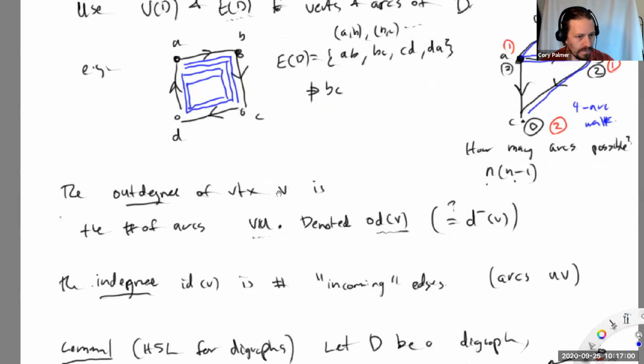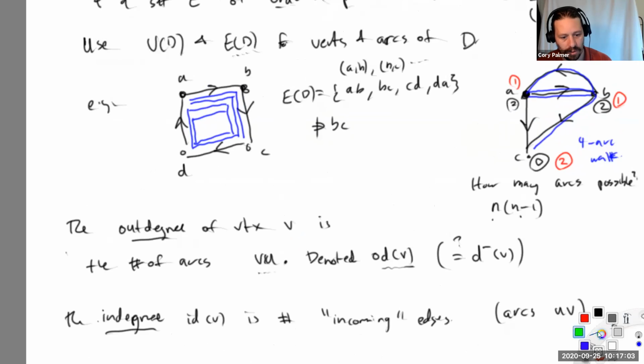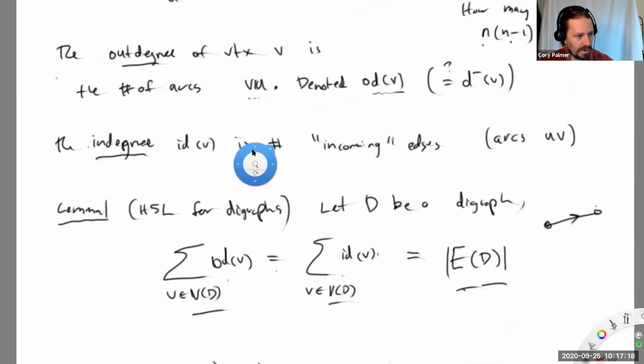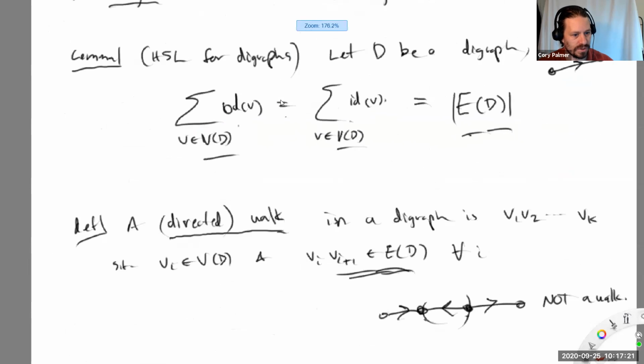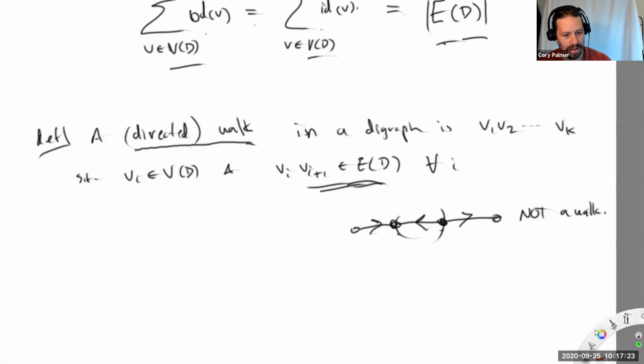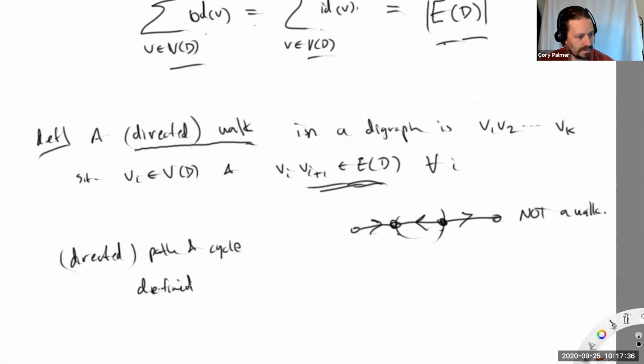Keep in mind, in an ordinary graph, you could do a walk like this. You could go here, go up here, go back, things like that. That's not allowed in a digraph, because when I traveled this direction along that edge, that arc doesn't exist. So in a digraph, we'll just use the term walk to refer to things like that. And so directed path and cycle are defined similarly.